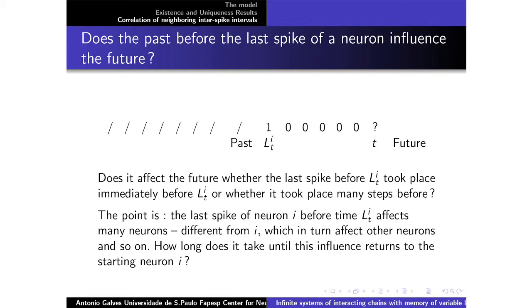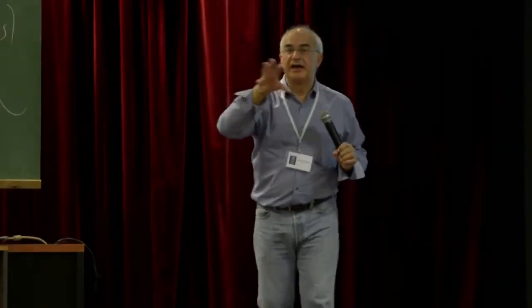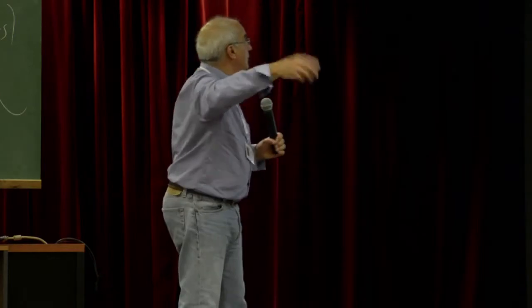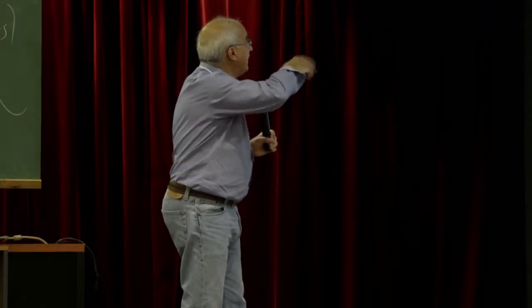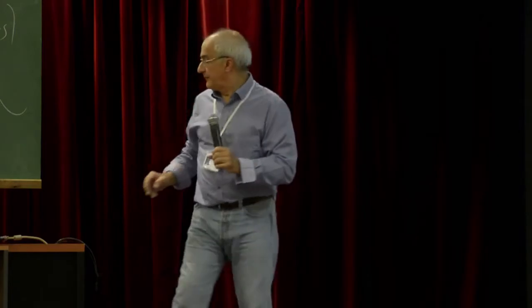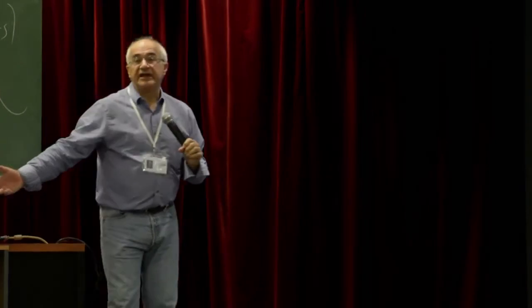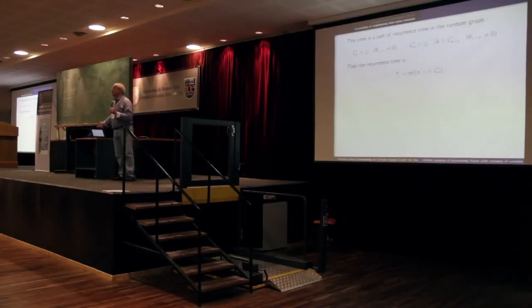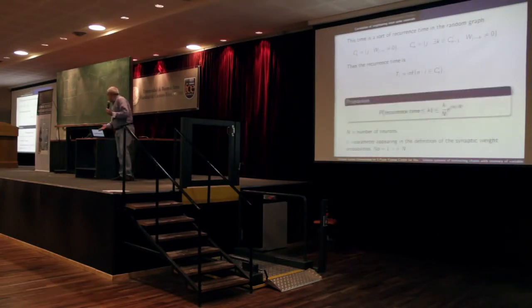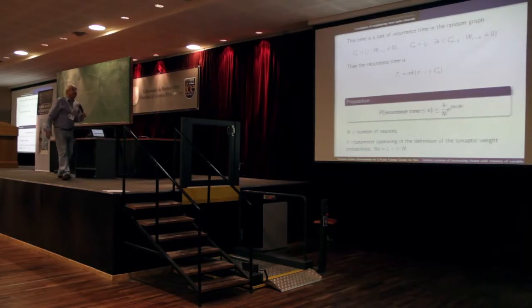Let me call C_i(1) the set of the neurons which are directly influenced by I, and then C_i(2), C_i(3). So the successive neurons which are influenced by neurons influenced by I. So the mathematical question has to do with how many steps you need until the influence returns to I. And the proposition is the following. That's a very easy proposition.